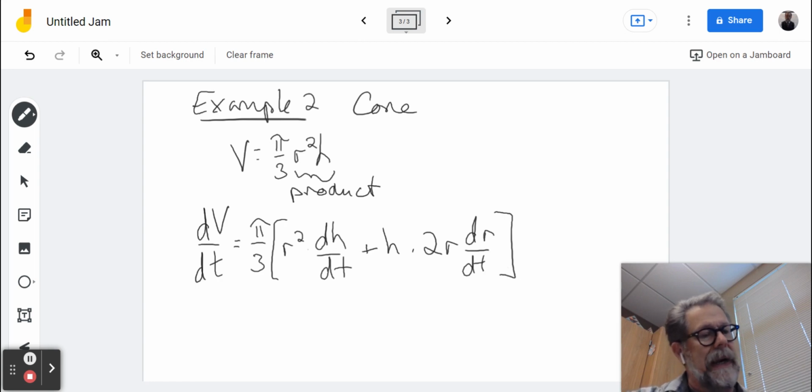And there we go. And then I could reorganize and write it a little differently if I wanted to. But notice that the change in volume as a function of time will depend on what is the radius right now, what is the height right now, and how fast are each of those two changing.